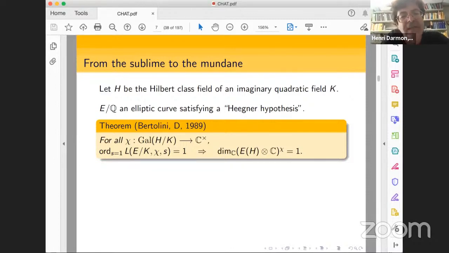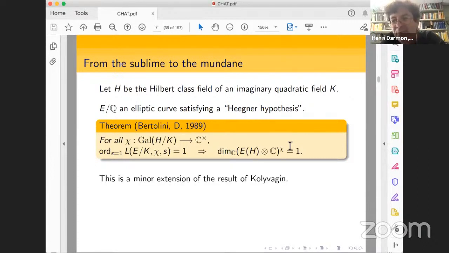And the Gross-Zagier formula implies that when this L function has a simple 0, the chi component of the Heegner point is non-trivial. So the dimension is at least 1 by Gross-Zagier. And then applying the descent method of Kolyvagin, one could prove a corresponding upper bound and get this equality. So this result was a very minor extension of the result of Kolyvagin.